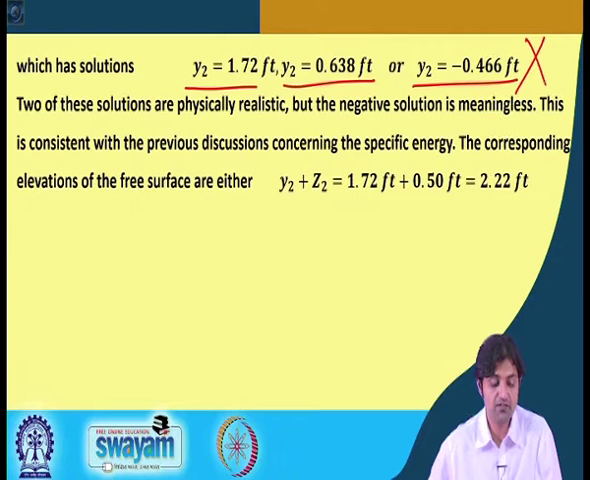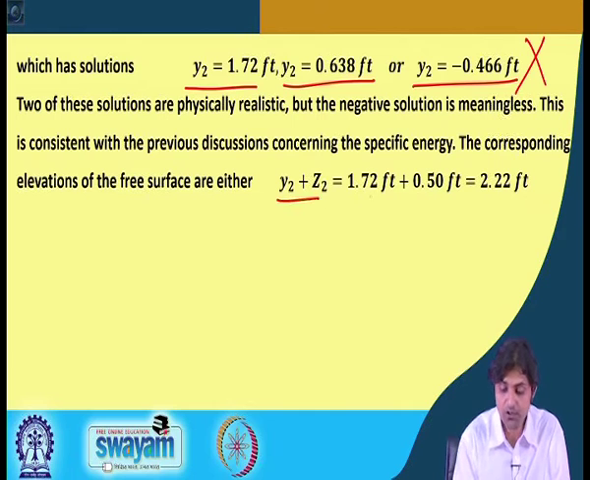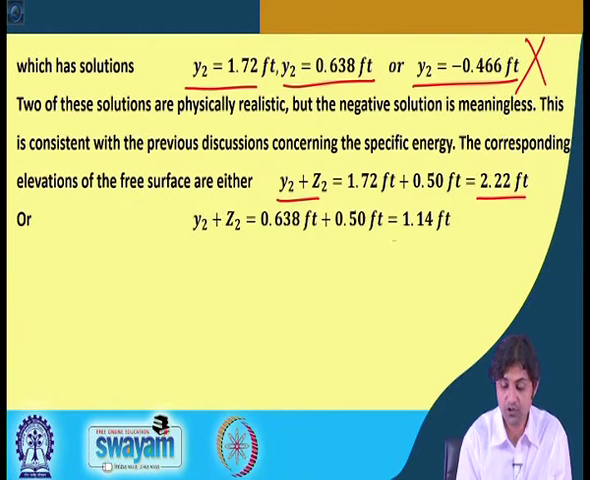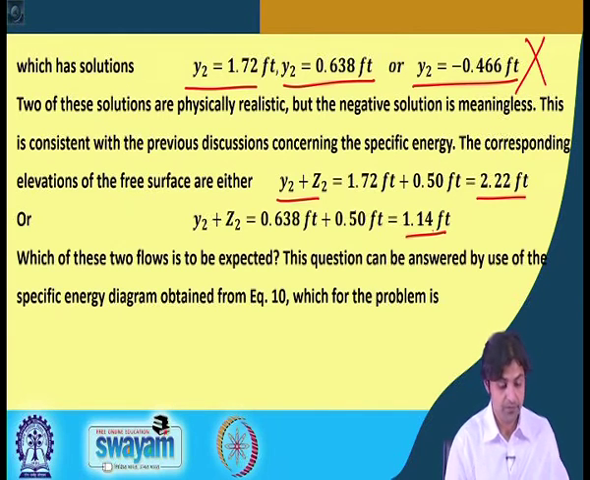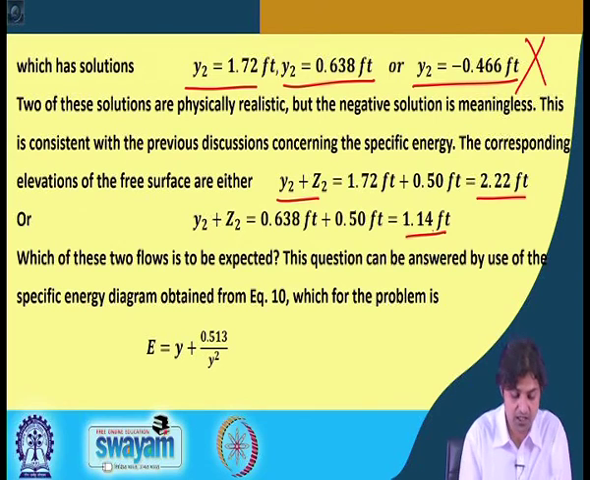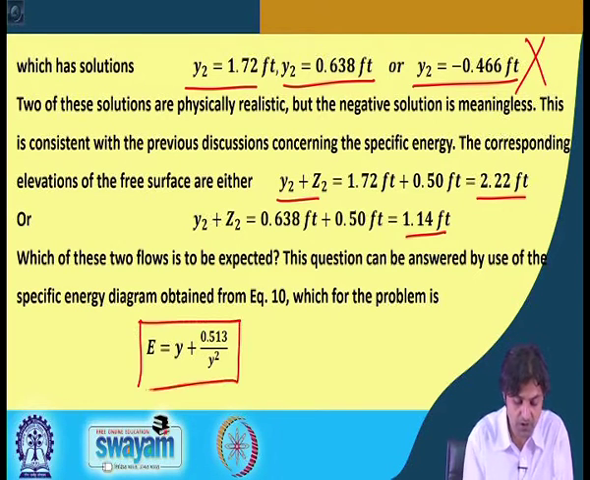The corresponding elevations of the free surfaces are: if we take 1.72 as y2, y2 plus z2 is 2.2 feet, or if we take 0.638 feet, then it will be 1.14 feet. So, which of these flows is to be expected? The question can be answered by use of the specific energy diagram obtained from equation 10. For this particular question, we have to make the specific energy diagram for this equation.